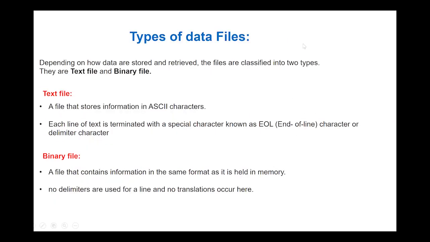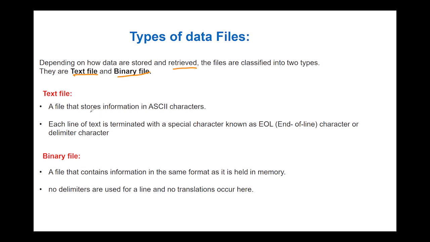Right? So next, let us see briefly what the different file types are. In the next session, we will be discussing the different operations, how we are going to read and how we are going to write on these files. So what are the different types of files we have? We have two types of files, that is text file and binary file. Depending on how the data is stored and retrieved, we have divided files into two types.